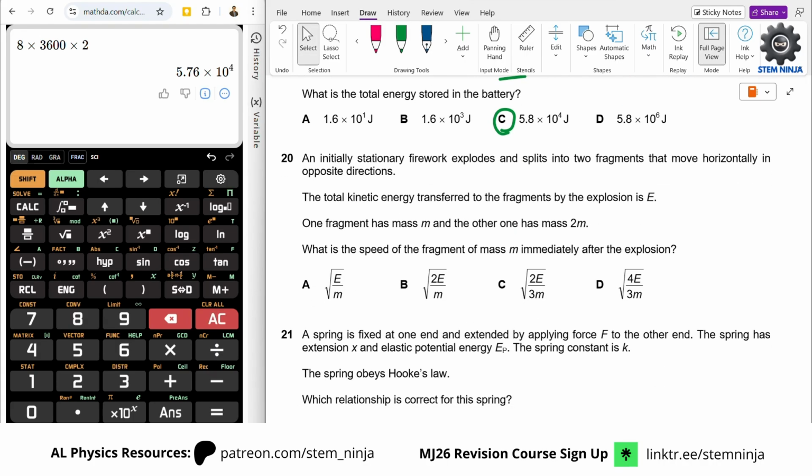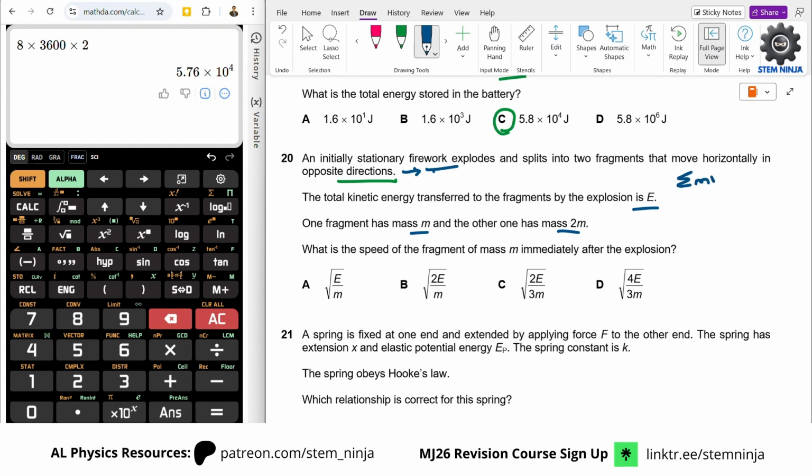An initially stationary firework explodes and splits into 2 fragments that move horizontally in opposite directions. So this is an example of conservation of momentum. The total kinetic energy transferred to the fragments by the explosion is E. One fragment has mass m, the other has mass 2m. What is the speed of the fragment of mass m immediately after the explosion? Okay, so remember this. If this is initially, so momentum before, sorry, no.